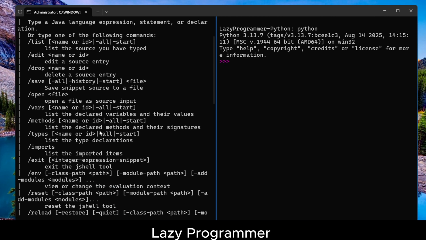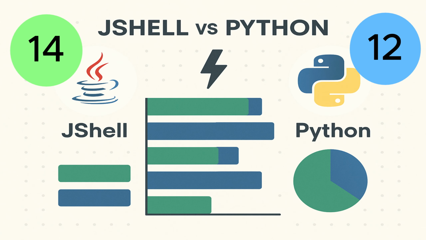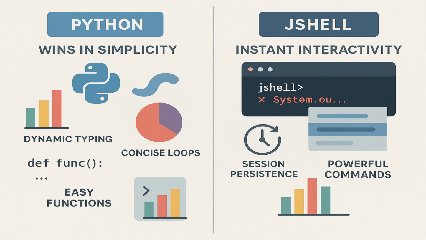Alright, so we have covered a lot in today's session. Let's take a moment to summarize the rounds and see who comes out on top. Don't only go by the final score. Python wins in simplicity and minimal boilerplate, with dynamic typing, concise loops, and easy functions that make it very beginner friendly. JShell, on the other hand, gives Java developers instant interactivity, error feedback, autocomplete, session persistence, and powerful commands right in the terminal, all without creating full projects. So for learning Java interactively and testing ideas quickly, JShell is a game changer.